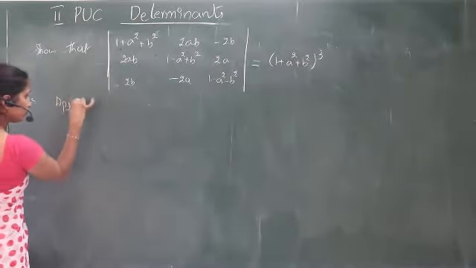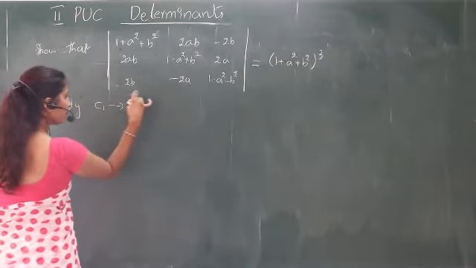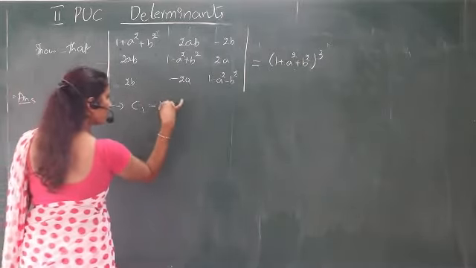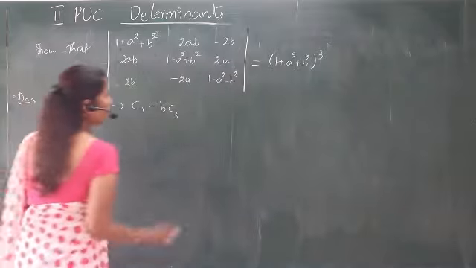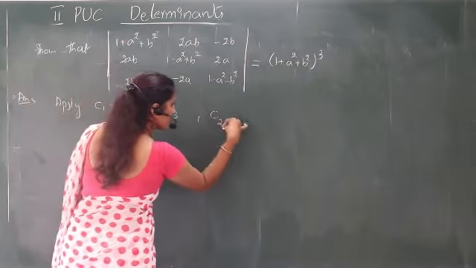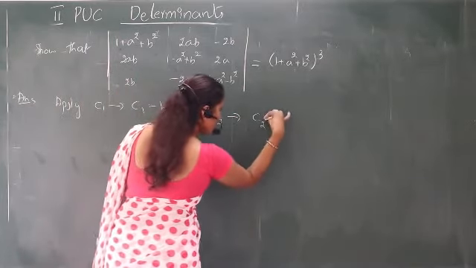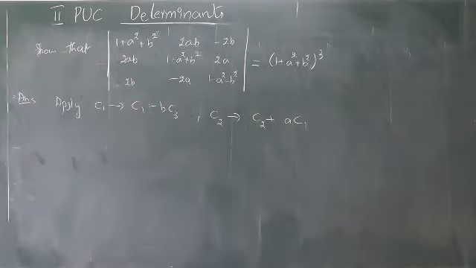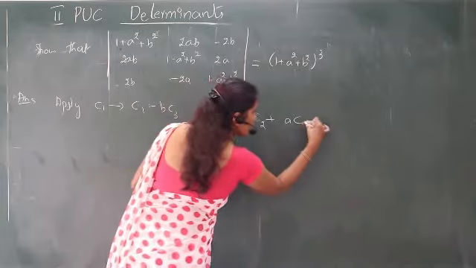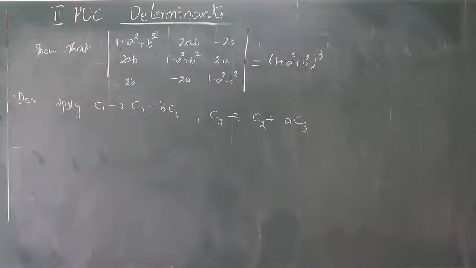Apply C1 changes to C1 minus B into C3. Then C2 changes to C2 plus A into C3. So using C3, I am changing C1 and C2.